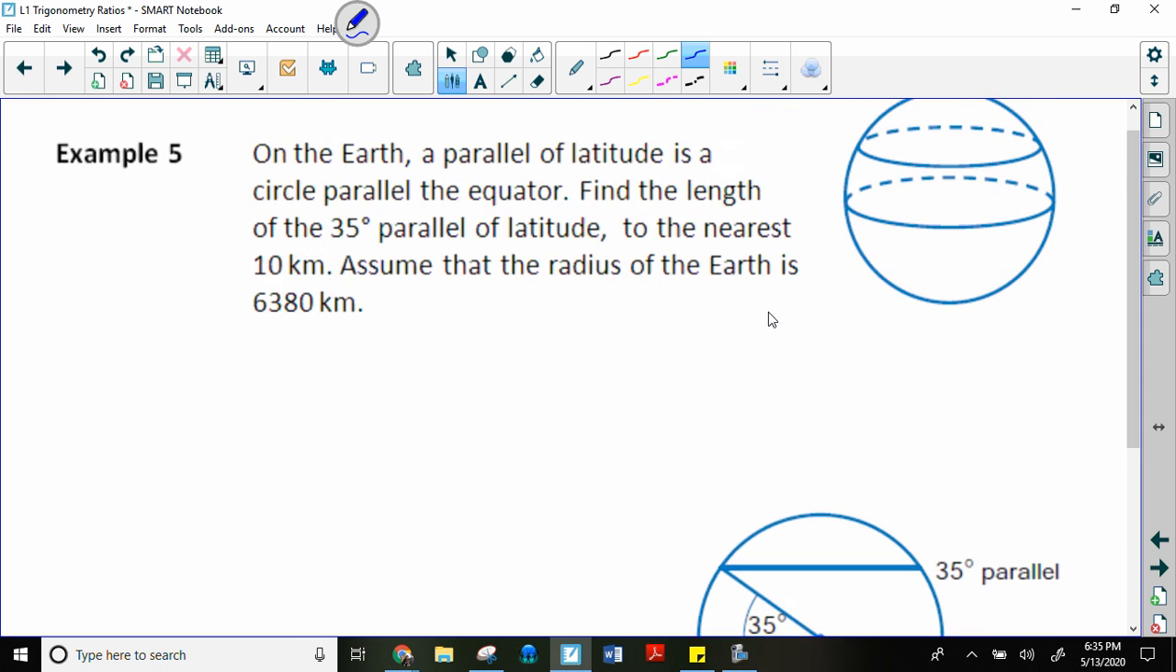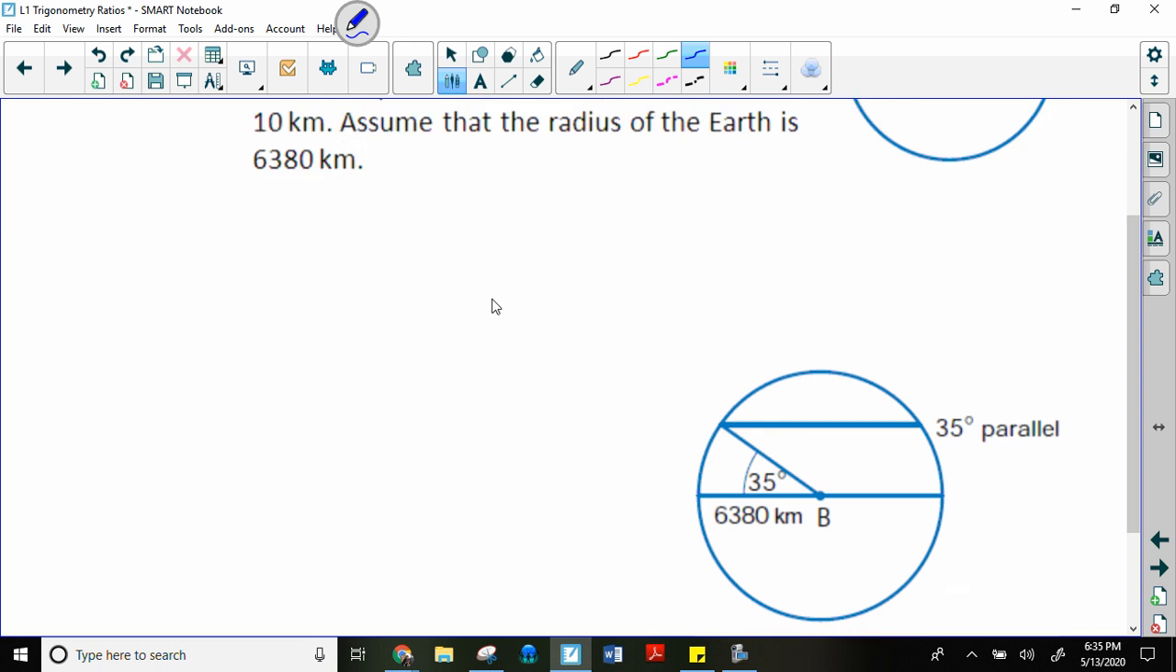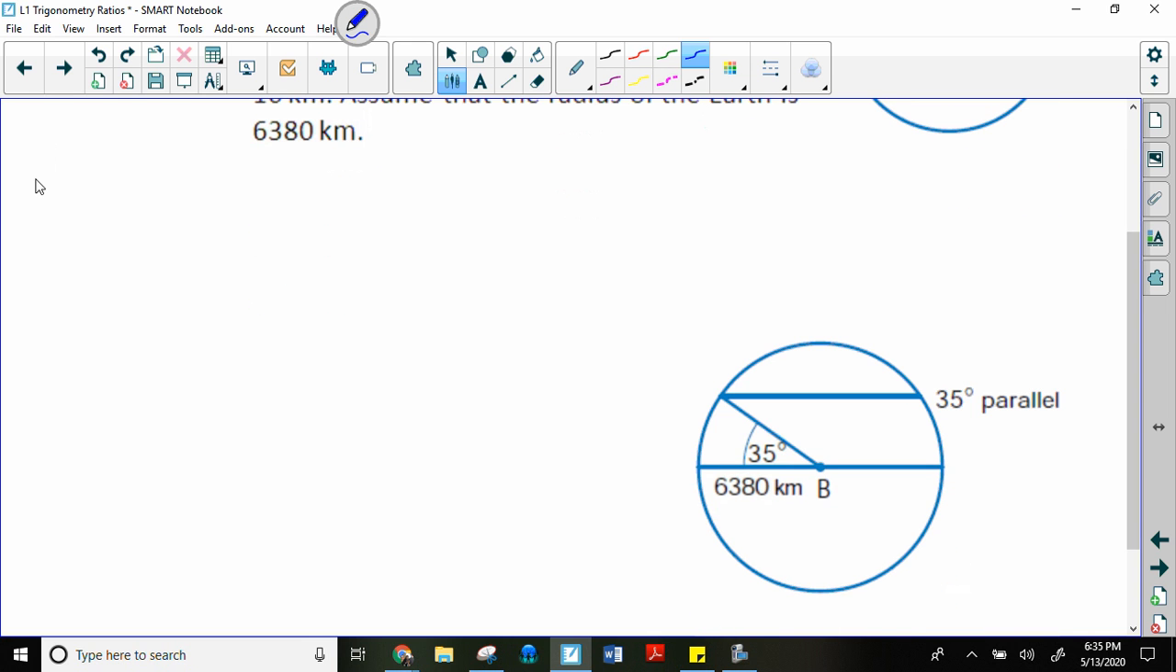Okay, so find the length of the 35-degree parallel of latitude to the nearest 10 kilometers. Assume that the radius of the Earth is that. So I'm not going to lie, even though we do these every year, sometimes I look back at stuff because I've been doing other things and I'm like, okay, what is this asking again? How do we approach this? This question wants to know the length of that.